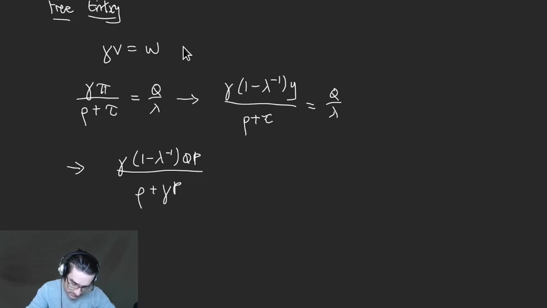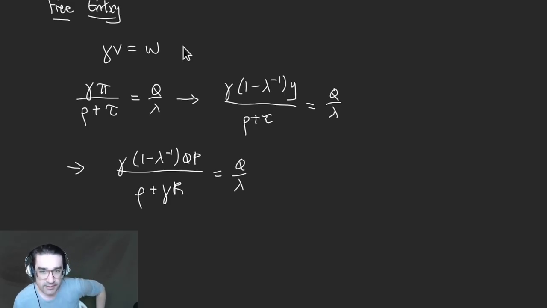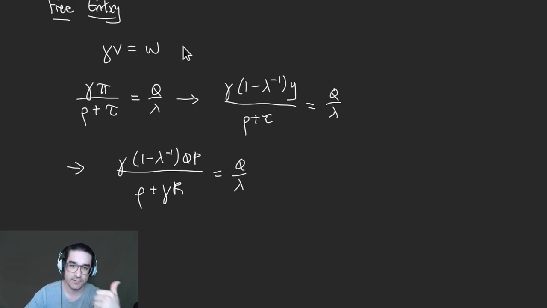That's Q times p over rho plus tau, and we actually know that tau is gamma times r. Remember, that's our production function for ideas, gamma times r. So now we're almost there.